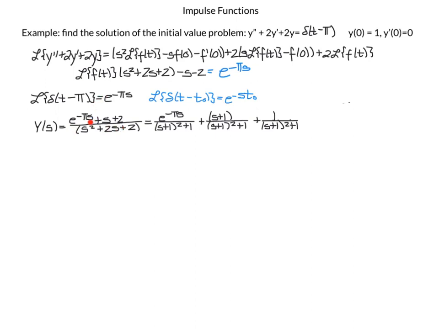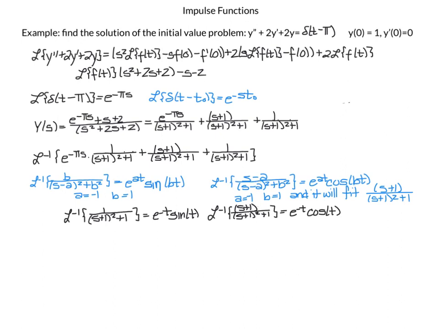And I'm just going to divide this into 3 fractions. So I have e to the minus pi s as my numerator, s plus 1 as my numerator, and 1 as my numerator. The reason why I divided s plus 2 into s plus 1 and 1 is because when I factor out my denominator, here I have the same thing in my numerator as my denominator, and also here I have the other part of my denominator and my numerator. So these are things I can take the Laplace transform of.